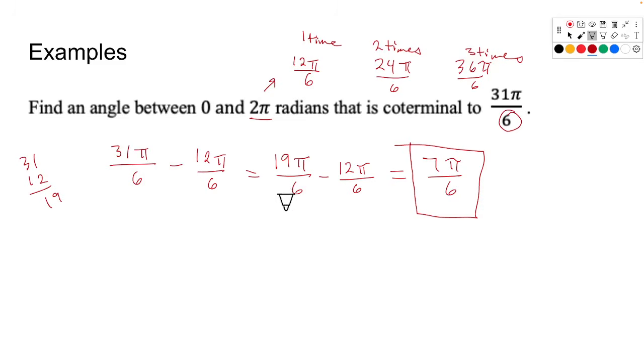Now 19 pi over 6, that's also coterminal to 31 pi over 6. So these are all coterminal, but the one they wanted for their answer is the one between 0 and 2 pi, which is just one time around the circle. And where is that? Well, remember, 6 pi over 6 would be just pi when we counted. So 7 pi over 6 ends up being like here. 8 pi over 6 would be this next one, and then 9 pi over 6 is down here. Okay, so get used to working with those angles.